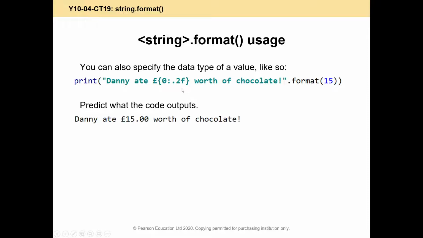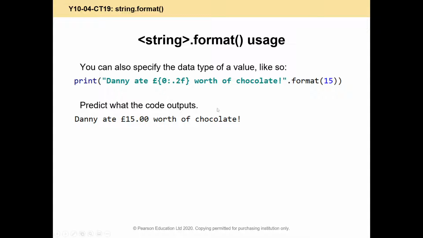Let's see. This is going to be Danny ate 15 pounds worth of chocolate. Well, why? First of all, this is at position 0, and we've only got the first one. Where's my mouse gone? Disappeared. Oh, there it is. Danny ate 15.